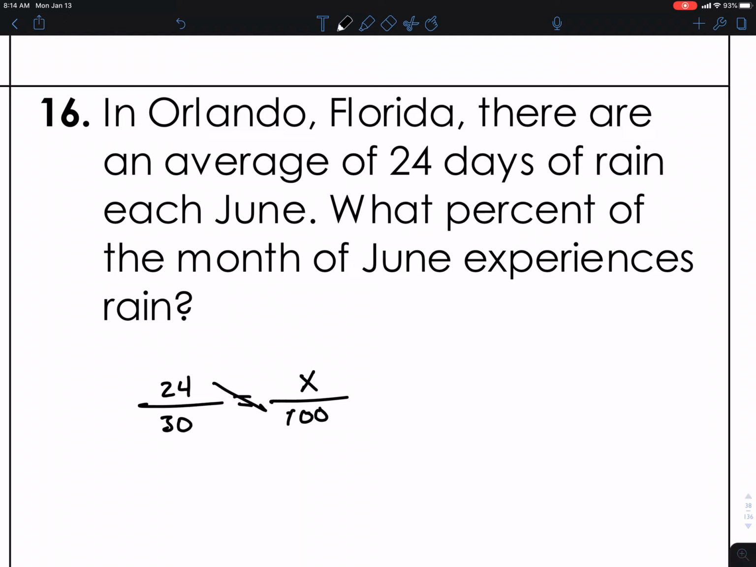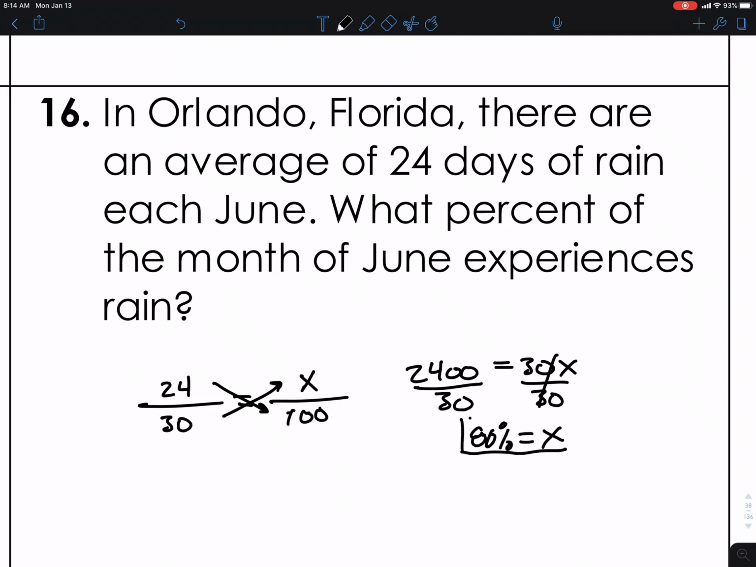Well, let's cross multiply. 24 times 100, 2,400. 30 times x. It's 30x. Divide by 30. Divide by 30. That goes away. 2,400 divided by 30 is 80%. 80% of the days of June it rains on average. Okay?